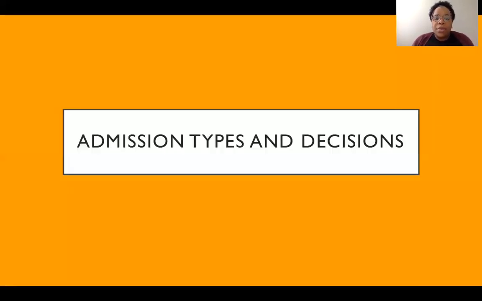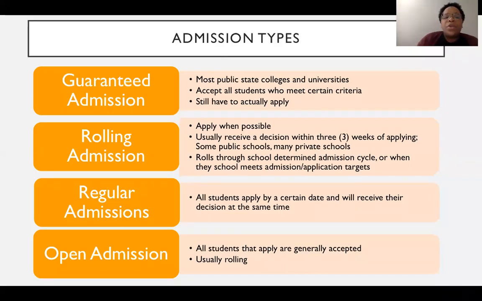So lastly, we're going to talk about admissions types and decisions. First up for admissions types is guaranteed admissions. This is common with most public state colleges and universities. Essentially, they accept all students who meet the admissions criteria. You still have to actually apply. So even if you meet the criteria, they don't just find you and say you got accepted. You still need to go about the process of applying online or using the Common App.